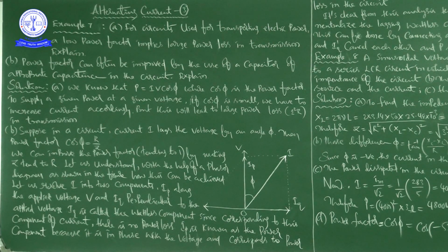Right? So he is explaining that, let us resolve I into two components. One is IP, another one is IQ. IP is along the applied voltage V and IQ is perpendicular to the applied voltage. And IQ is also called the wattless component, since corresponding to this component of current, there is no power loss. And IP is known as the power component because it is in phase with the voltage and corresponds to power loss in the circuit. That is, P is equal to VI cos phi, no.